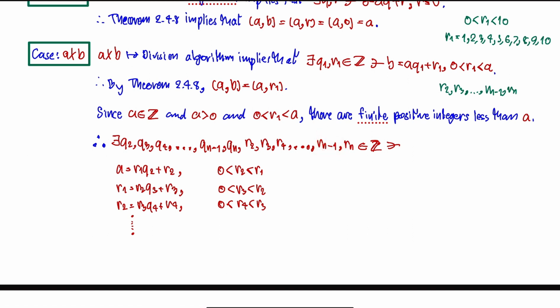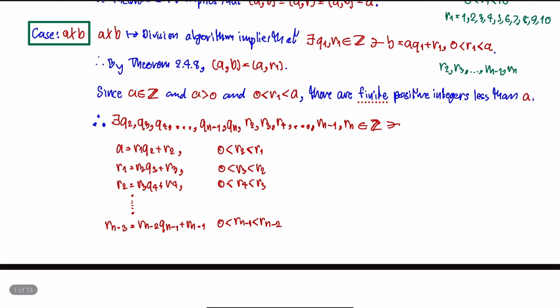So what happened to this one right here? It must be Rn minus 3. So let's start with Rn minus 3 equal Rn minus 2 Qn minus 1 plus Rn minus 1, and Rn minus 1 is greater than 0, less than Rn minus 2. Okay? And Rn minus 1 divides Rn minus 2, right? So we're going to have Rn minus 2 equal Rn minus 1 Qn plus Rn.